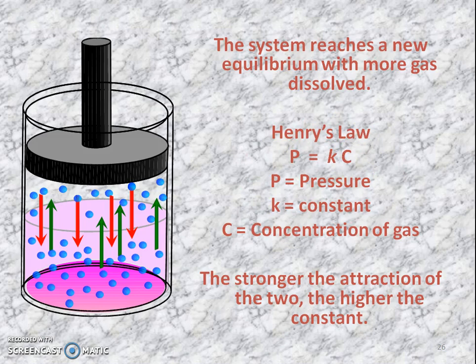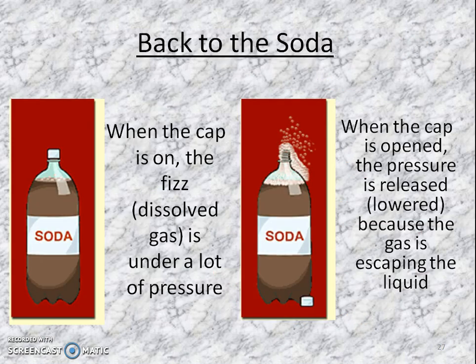It's not on your reference sheet, but that's what Henry's law is telling us. How much of this gas can we actually dissolve in our liquid? So now let's think about that soda. When the cap is on, the fizz, or the dissolved gas that's in the liquid, is under a lot of pressure. That's how they get all the CO2 in here, because they dissolve it, but they make it under pressure, right?